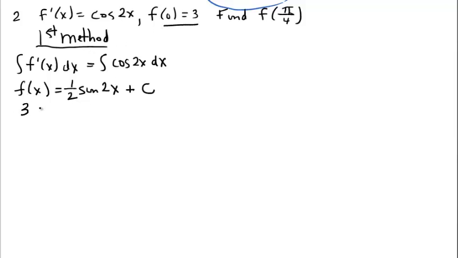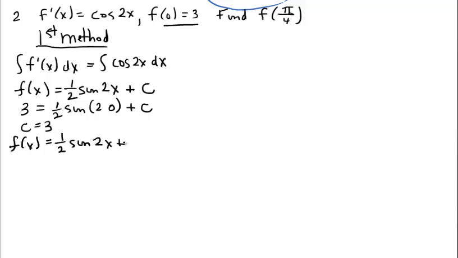So I'll replace f of x with 3 because I'm replacing x with 0. Remember, this is 2 times 0 first. Multiply 0 times 2. So sine of 0 is 0. 0 times 1/2 is 0. So it looks like c is just 3. So rewriting the function, I'm going to have 1/2 sine 2x plus 3.